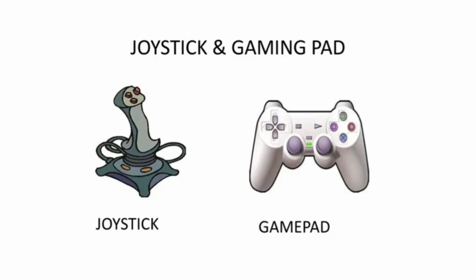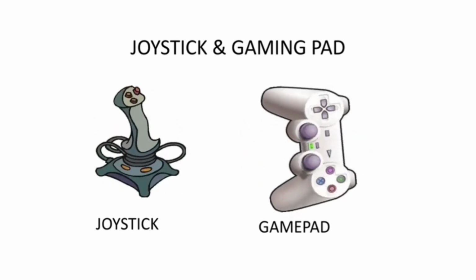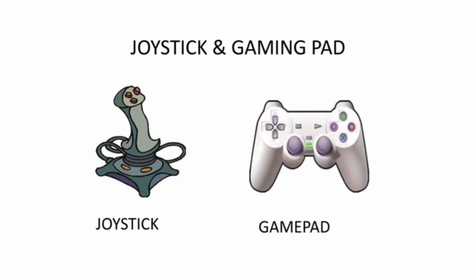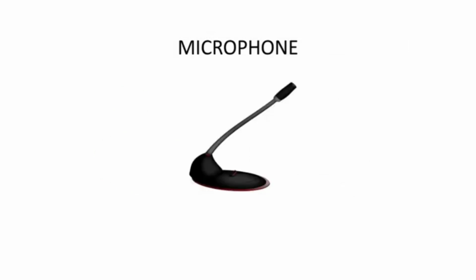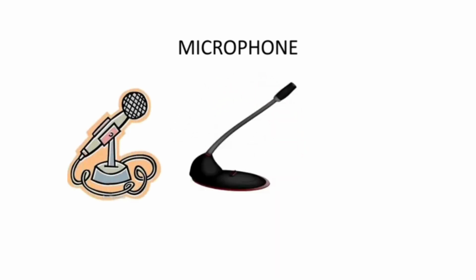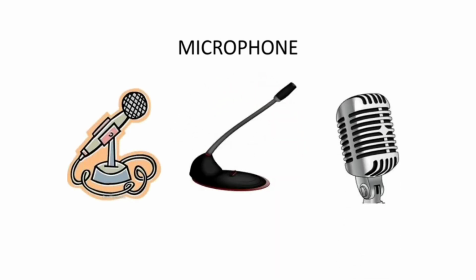Next is joystick and gaming pad. These are two input devices which are used to play games on the computer as they control the movement of objects on the screen. Now the next is microphone. This input device is used to give sound input to the computer system. Using this, we can record sound or give voice instructions to the computer. These are all different types of microphones.